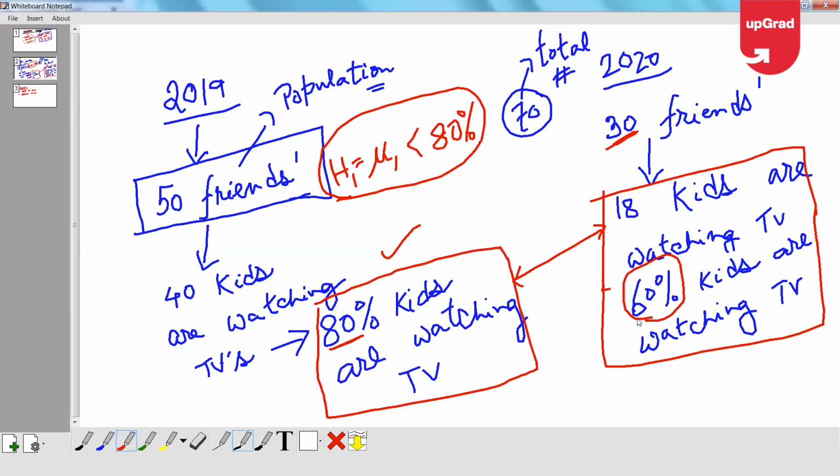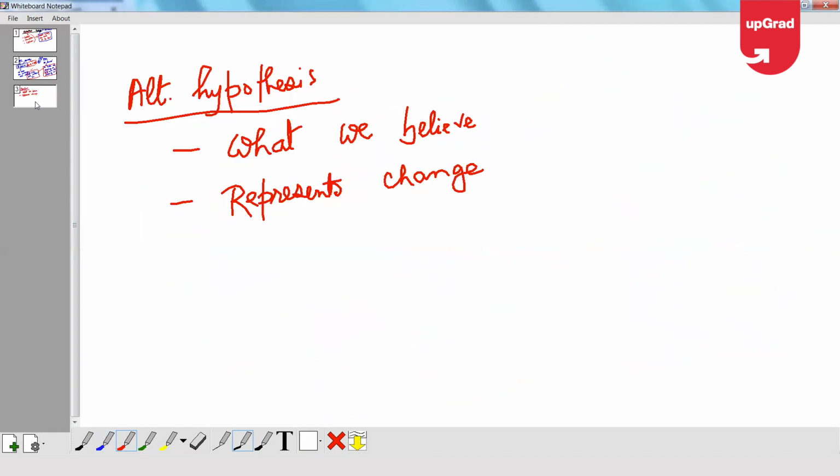Here it's at 80, here it's 60. So there is a change. And that change is driving a belief. What is my belief? This is my belief. So alternate hypothesis is something we believe, and we are really bothered about this belief when there is something interesting happening, when there is some change in the system which makes us believe something, right? So that is called alternate hypothesis.